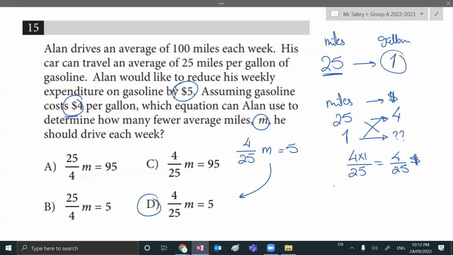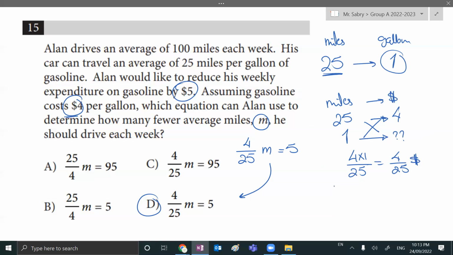Mr. Ahmed, I totally get it now. Just using cross multiplication is just much faster than mental math. Exactly, it's very easy. 4 times 1 over 25, 4 over 25. Then automatically 4 times 25 equals 4. 4 over 25 times m. Yes. So we want that minus 5. So we're just going to put, okay, I got that.